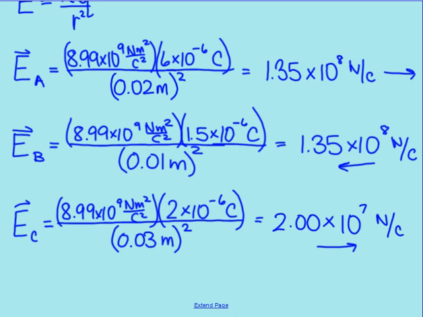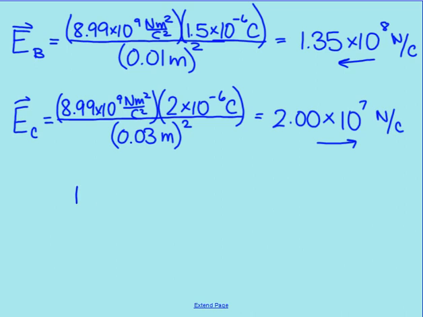Since I have three electric fields that are all parallel to each other, when I'm trying to find the total field, which is equal to EA plus EB plus EC, I get to just add, putting in negative signs where something is to the left and positive signs where something is to the right.